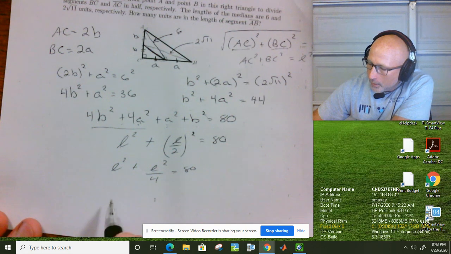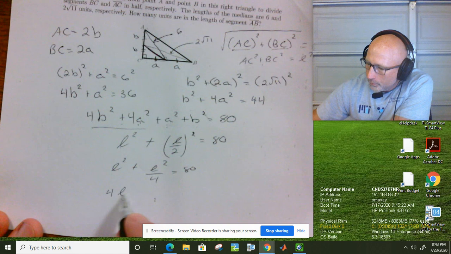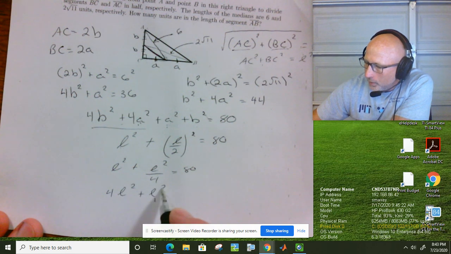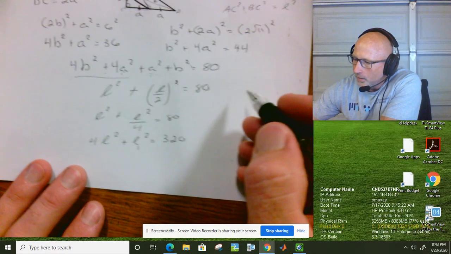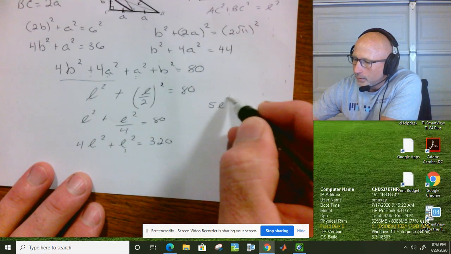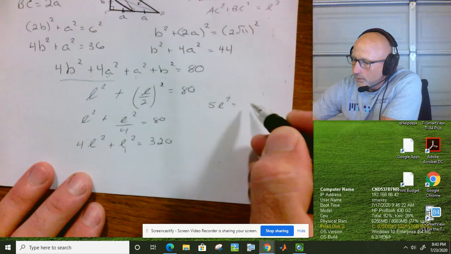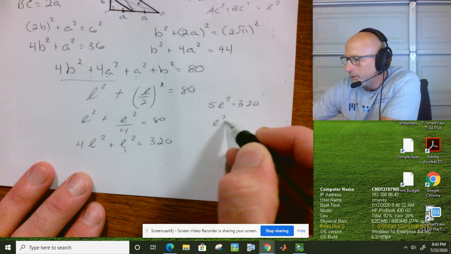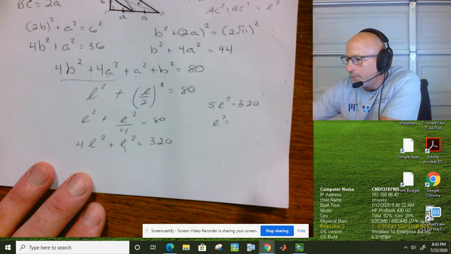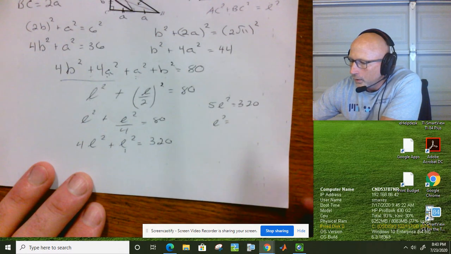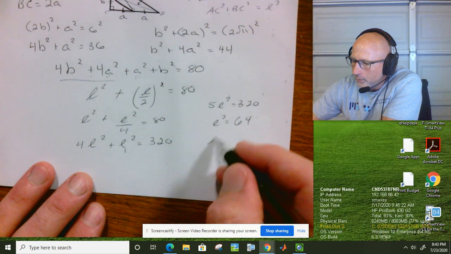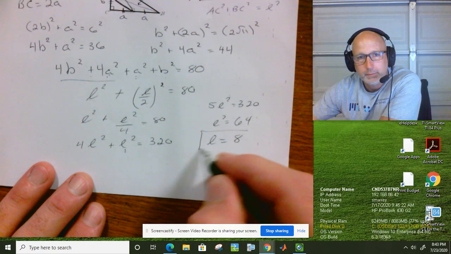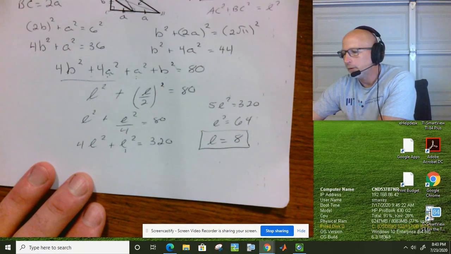Just multiplying everything through by 4, I have 4L squared plus L squared equal to 320. So 5L squared is equal to 320. L squared is 320 divided by 5, which goes into there 64 times. So L turns out to be equal to 8. Okay, so there you go.